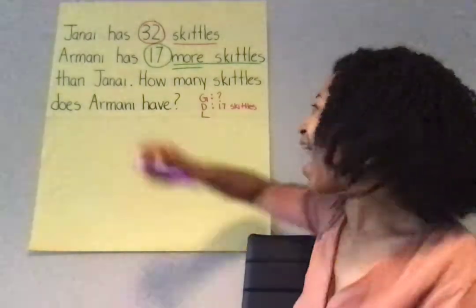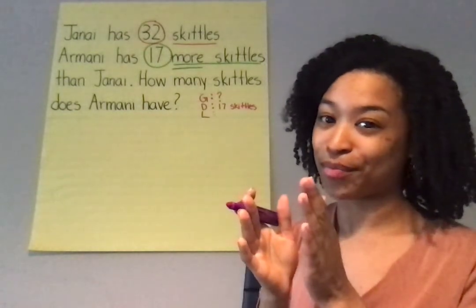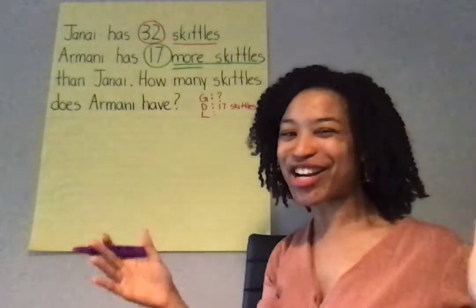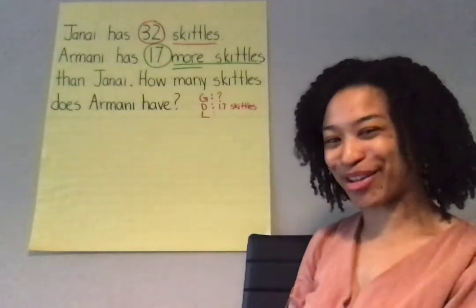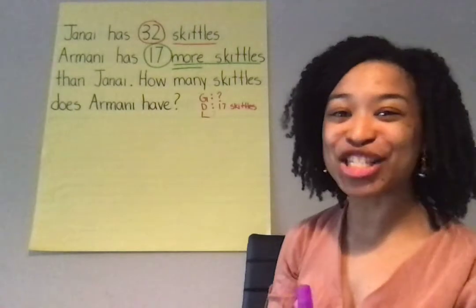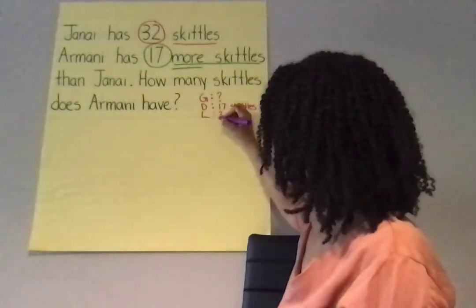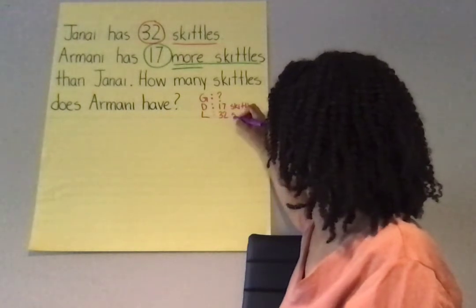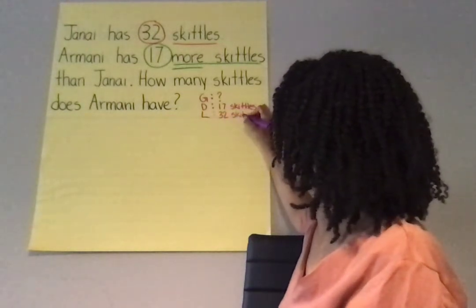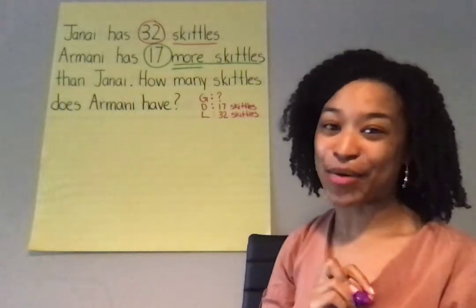Now, our lesser amount is the smaller amount. We said that Armani has the larger amount, so who has the smaller amount? Yes, that's right. Janai has the smaller amount. How much? Go ahead and write Janai's amount next to your L for the lesser amount. 32 Skittles. Now that's our key.